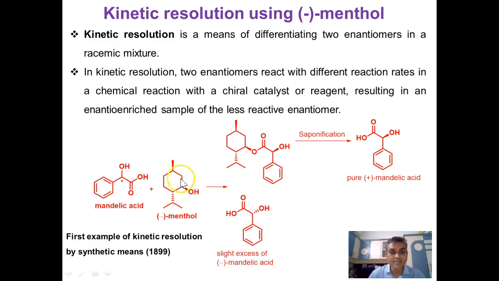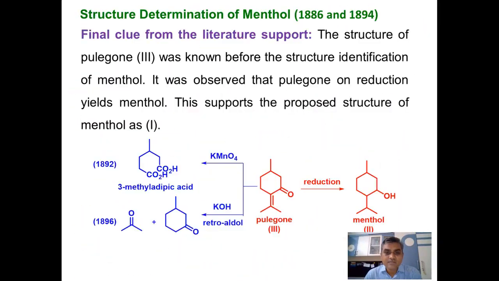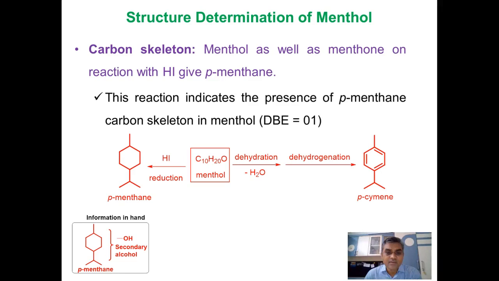Menthol is a chiral reagent, and it reacts in a very differentiating way with the two isomers of mandelic acid, and therefore, because of the rate difference between these two isomers, we get the separation of plus mandelic acid as well as minus mandelic acid using menthol. Let us see, first of all, a revision of the chapter from the beginning, and then we will conclude.